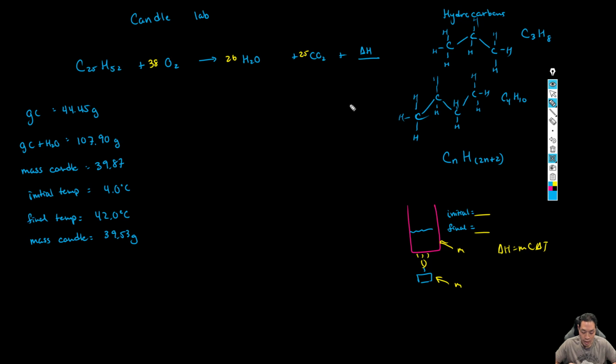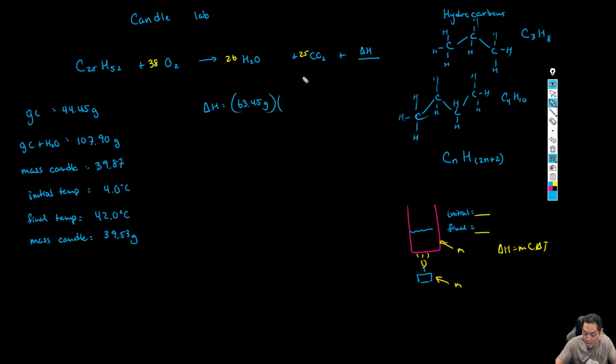So let's do it. All right, so the first thing is we don't know how to measure this directly, so we're going to measure it indirectly. Remember, this candle is going to heat up this water, so I want to know how much energy was gained by the water. So its mass was these two subtracted, so I'm going to have 107.9 subtracted by 44.45, and I get 63.45 grams.